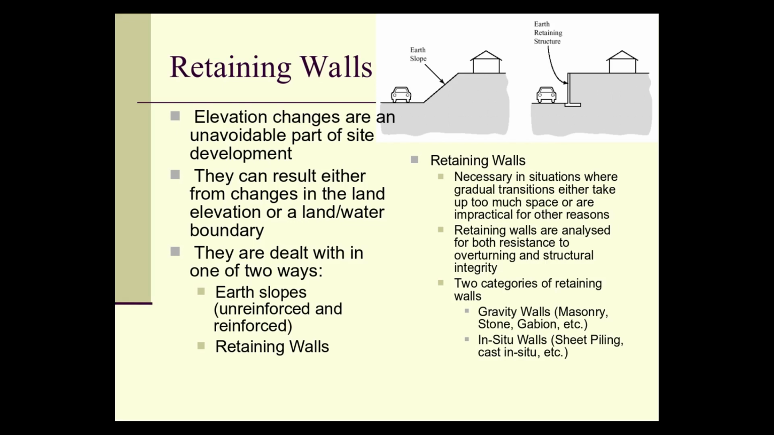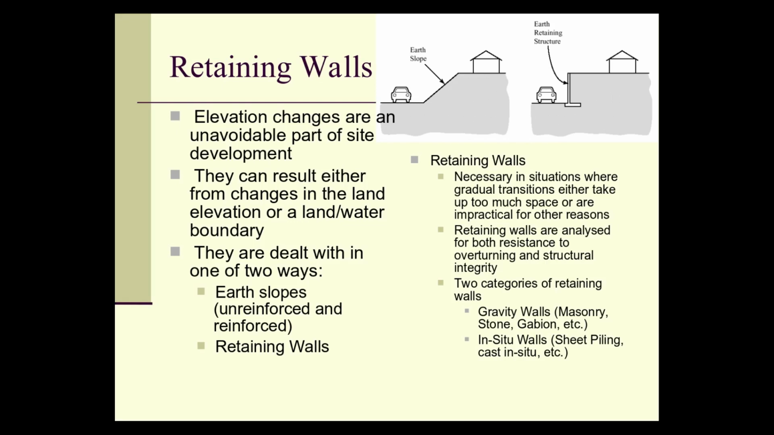Another example is a land-water boundary: dock, wharf, pier, seawall, those things. There are normally 2 ways that we deal with them. One of them is earth slopes, unreinforced and reinforced. We just talked about unreinforced earth slopes, and we got a little bit into reinforced, but not much.